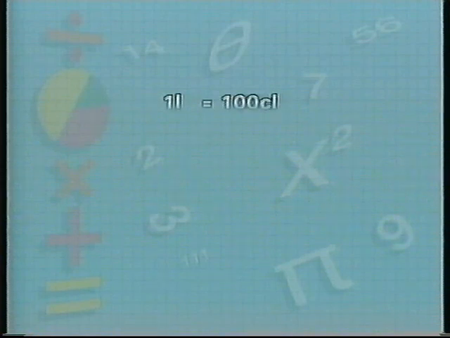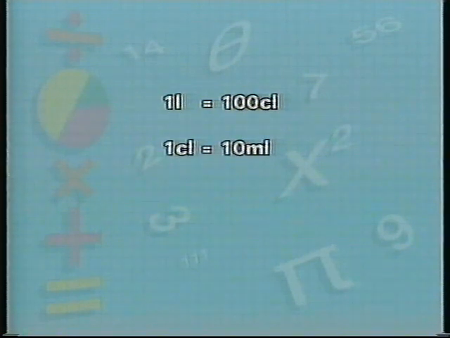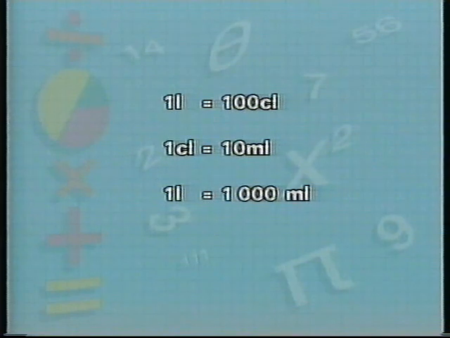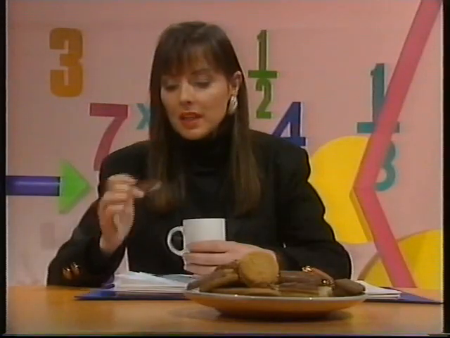Units to measure capacity or volume are similar. 1 litre is divided into 100 centilitres, and 1 centilitre is equal to 10 millilitres. So 1 litre equals 1,000 millilitres. 5 millilitres is about a teaspoon.